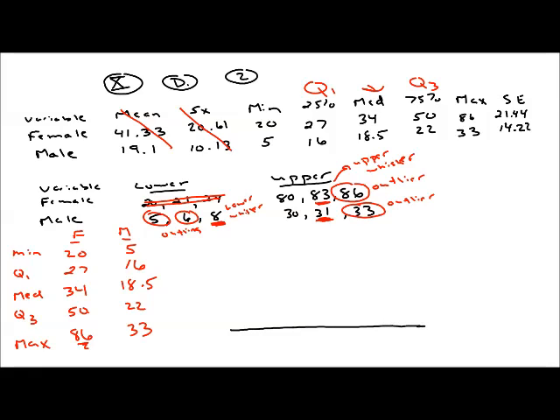This is actually called a side-by-side box plot because we're comparing more than one. We're comparing two here. You can compare as many as you want. Your minimum is 5. Your maximum is 86. Maybe go by tens. And these are C-sections down here.